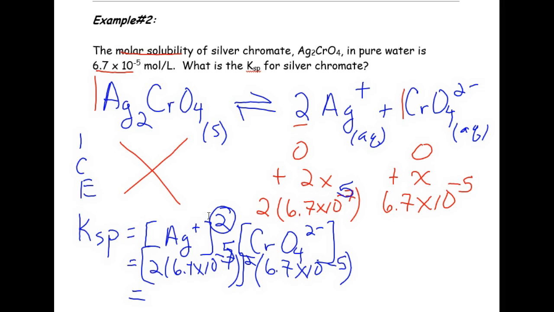I'm getting 1.2 times 10 to the negative 12 as my Ksp value for this problem.